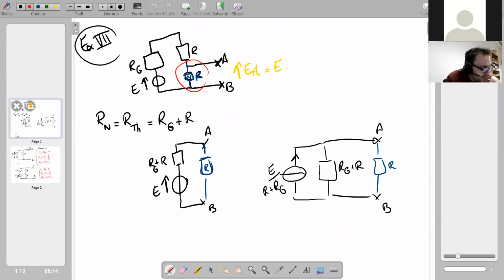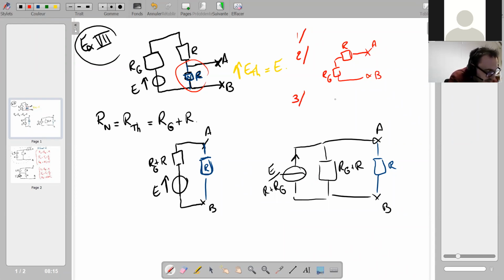Okay, so remember, first thing, removing the load. The second thing, finding Rn. For this, you need to turn off the source and see what is the equivalent resistor between A and B. So just let me quickly redraw it, and you get something like this. In that case, you have R and RG because they're both in series.